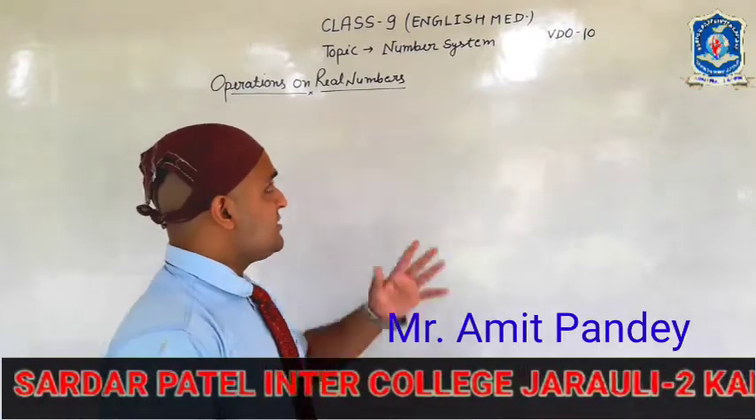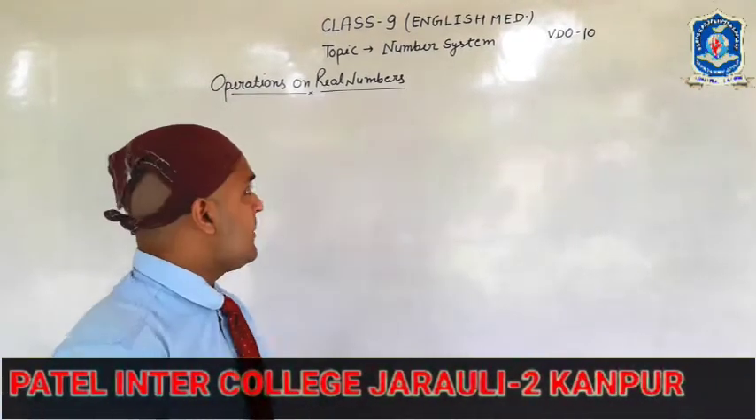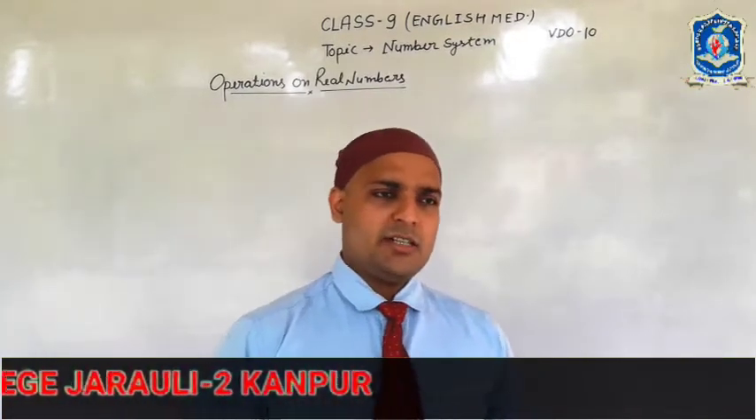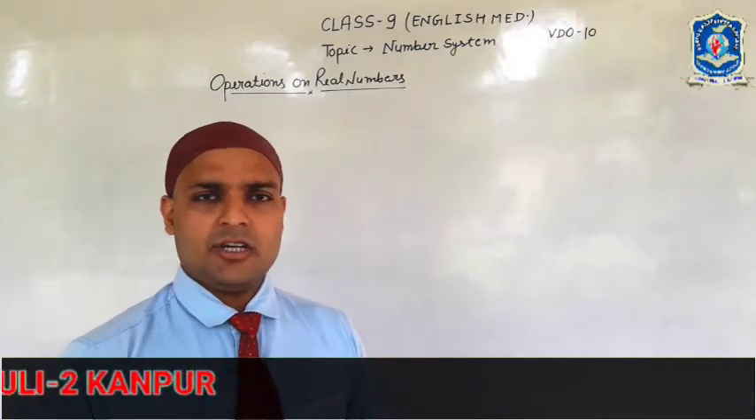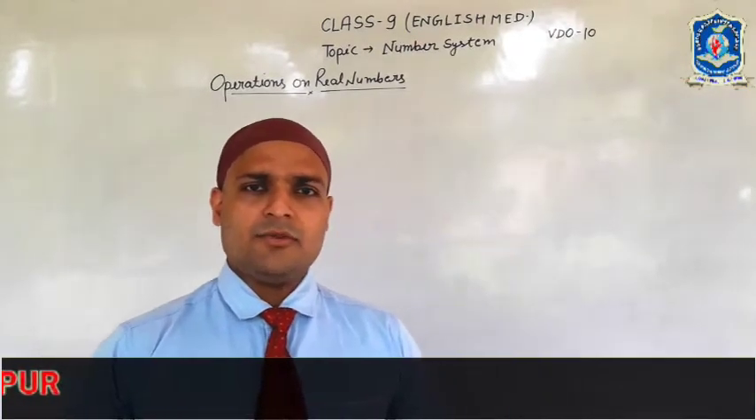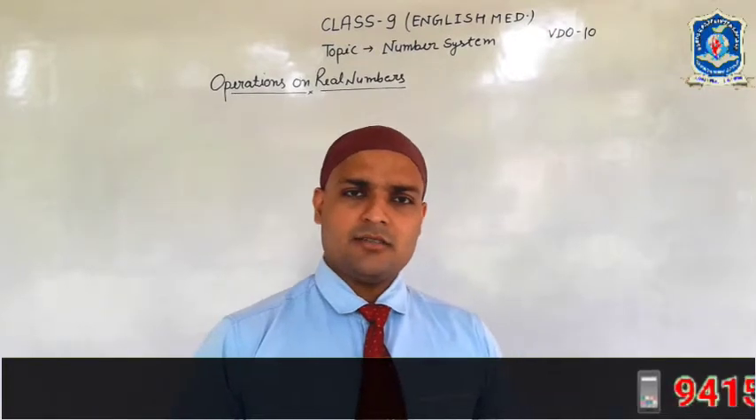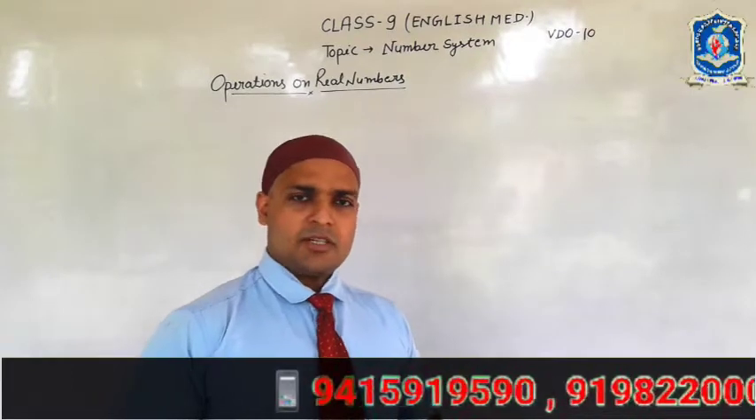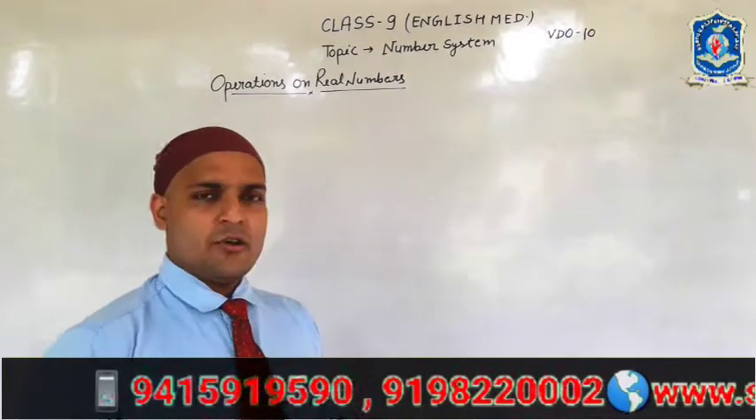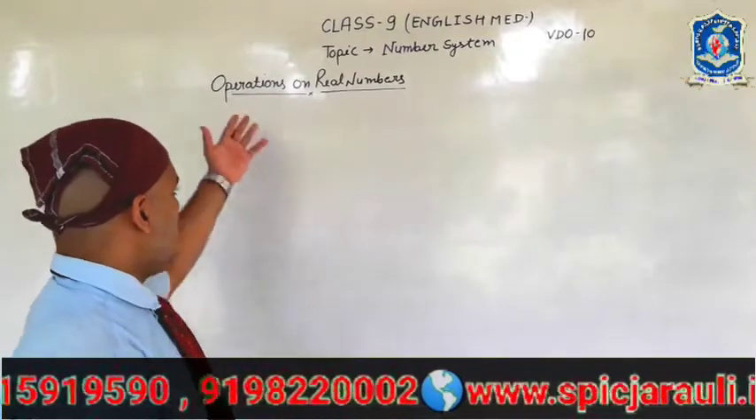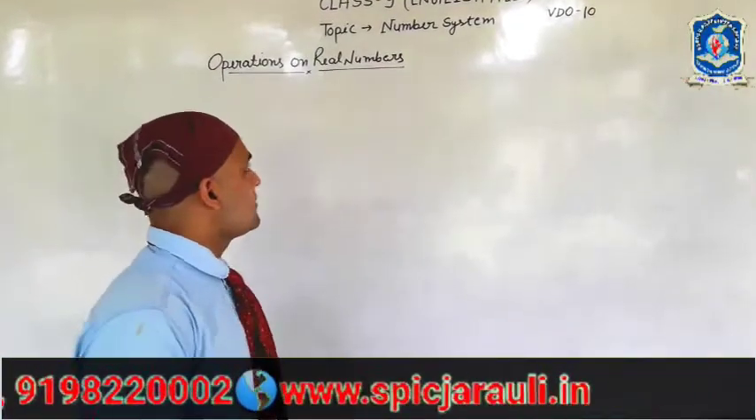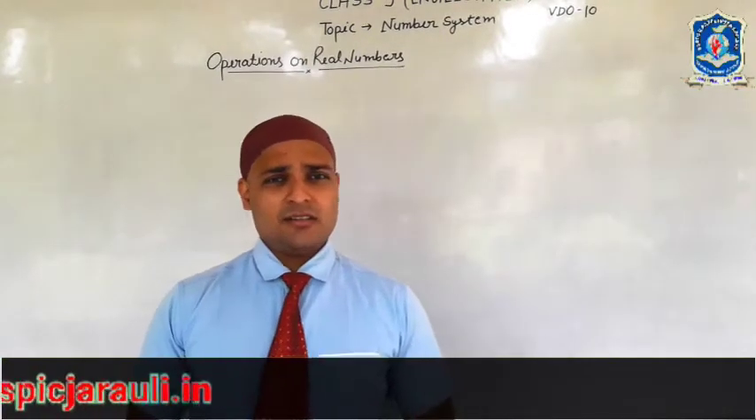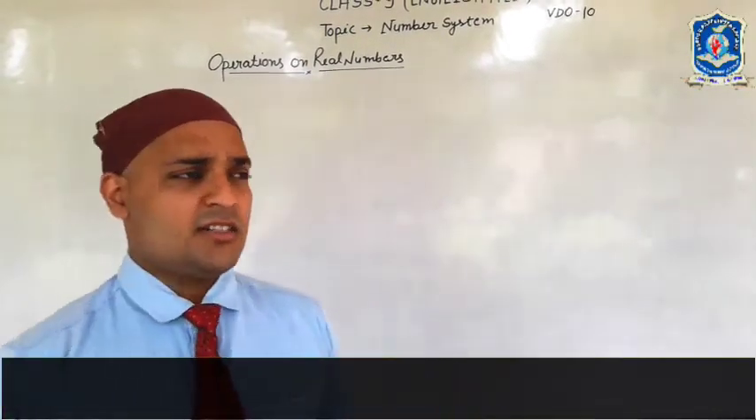In class 9th English medium, we were studying about number system, and in the last video I completed the last exercise, the visualization exercise. So all of you have solved the exercise based on visualization. Now after visualization, our next topic on number system is operations on real numbers. We know that real numbers are of two types, rational or irrational.